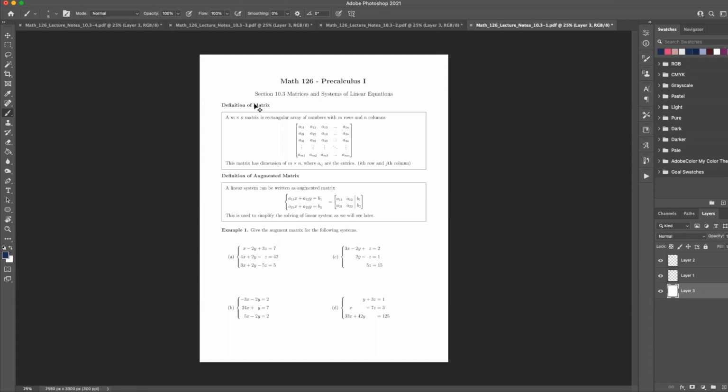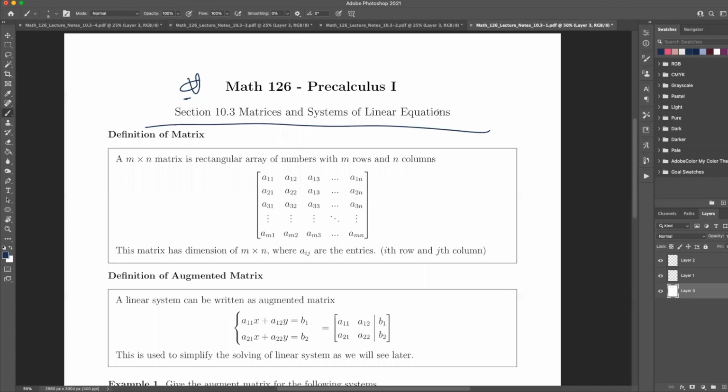All right, so now we're going to be doing section 10.3, which is matrices and systems of linear equations. We're going to be doing what we did last section, just in slightly abbreviated form. It's not that much abbreviated, but it's just easier to do. So we're going to start with the definition of a matrix.